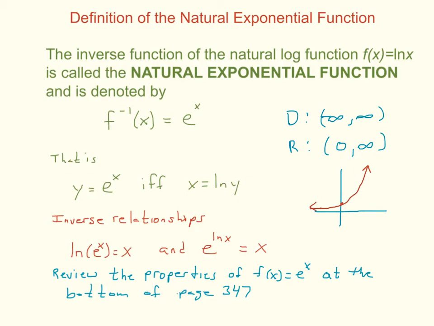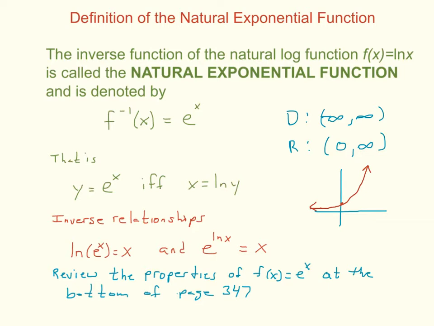This function is continuous, increasing, and one-to-one, so we don't have to worry about it. It always has an inverse. And this one is concave up. I'm going through these properties pretty quickly, but they are listed on the bottom of page 347, along with some exponent rules as well.